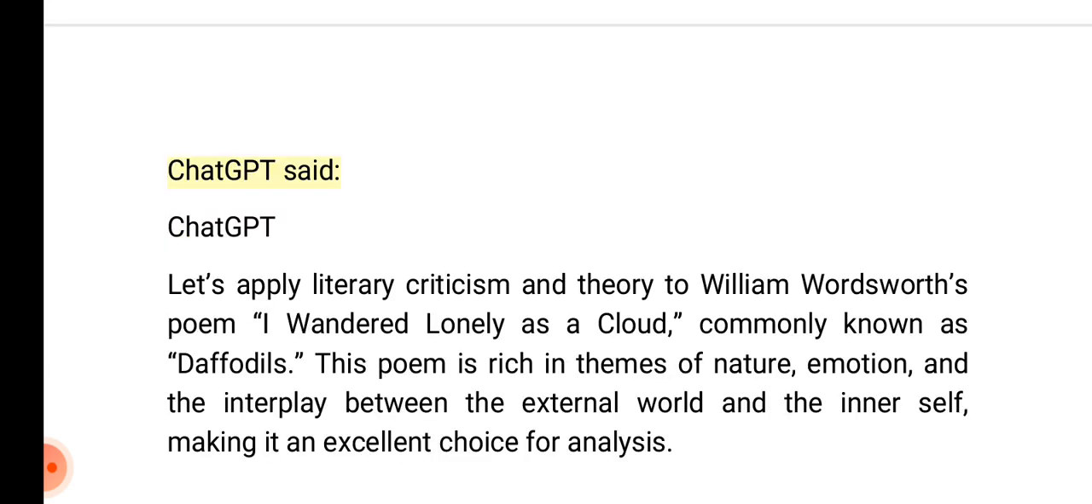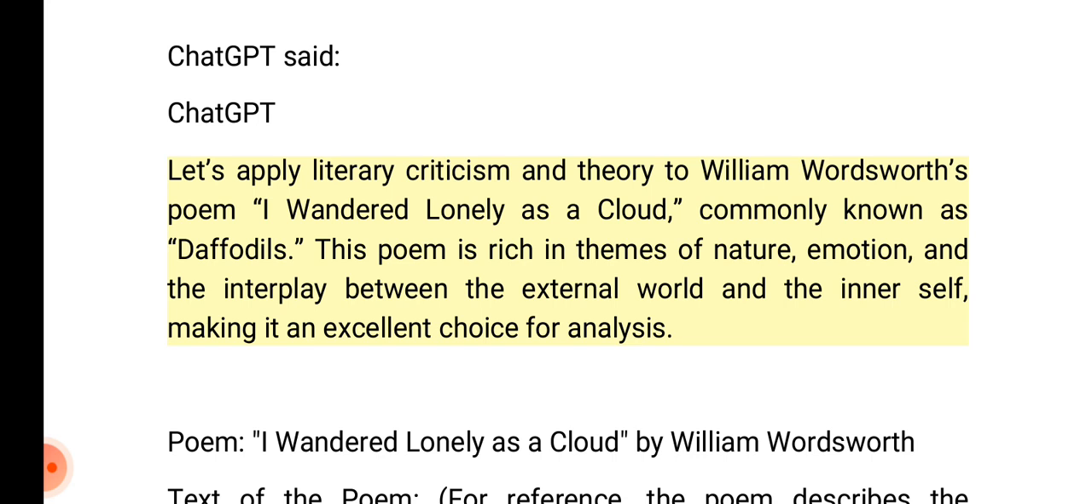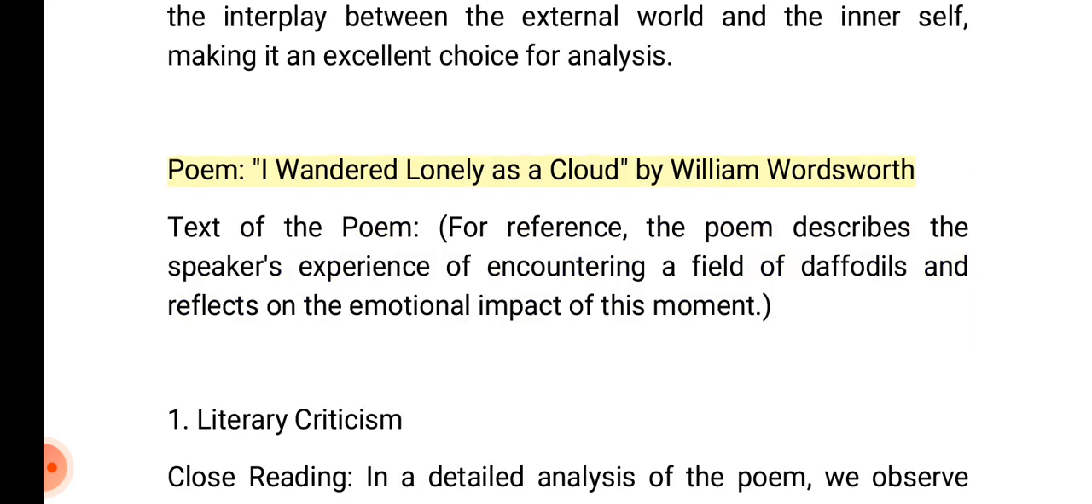ChatGPT said. Let's apply literary criticism and theory to William Wordsworth's poem, I Wandered Lonely as a Cloud, commonly known as Daffodils. This poem is rich in themes of nature, emotion, and the interplay between the external world and the inner self, making it an excellent choice for analysis. Poem, I Wandered Lonely as a Cloud, by William Wordsworth. Text of the poem. For reference, the poem describes the speaker's experience of encountering a field of daffodils and reflects on the emotional impact of this moment.